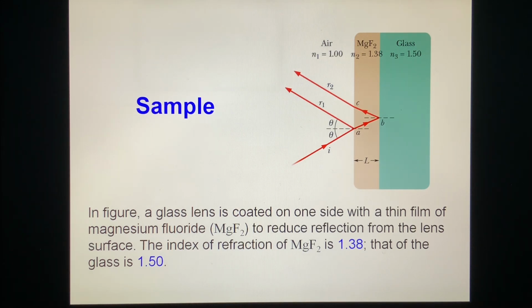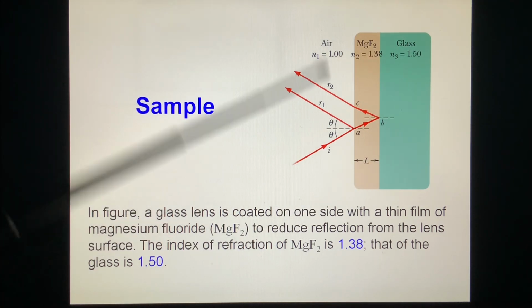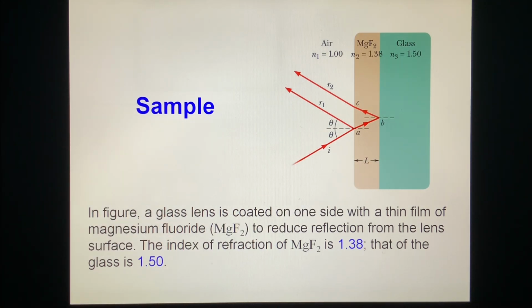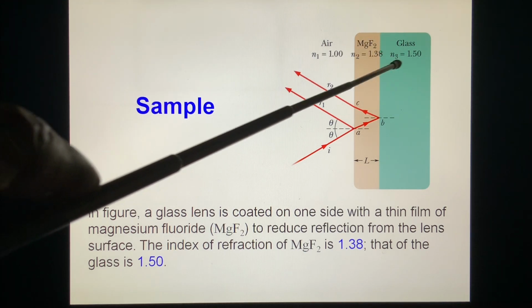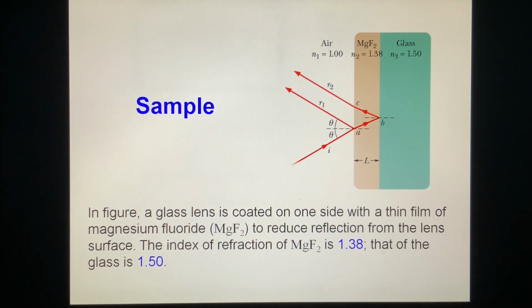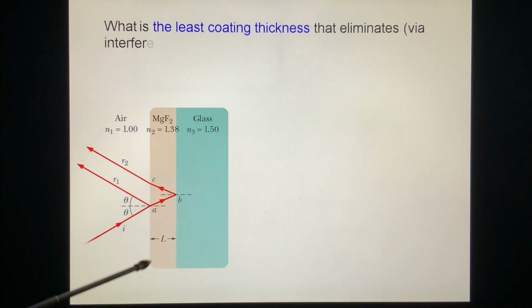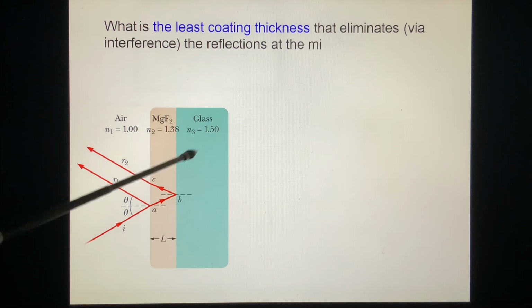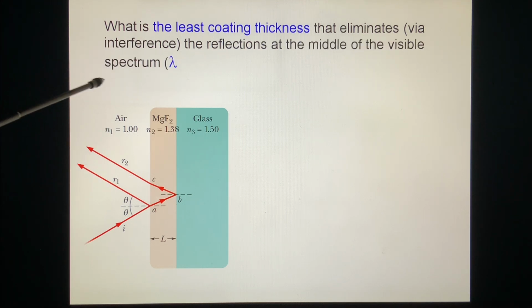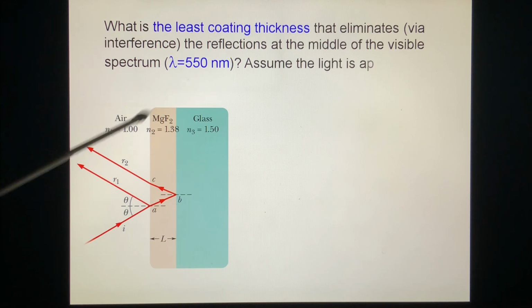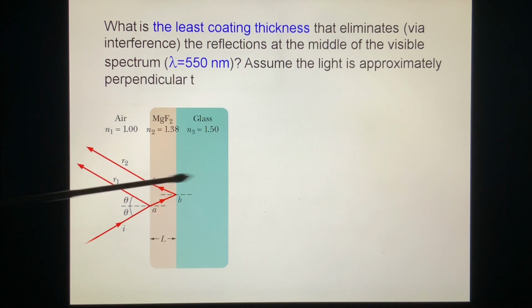Okay. Now, this situation does not satisfy the one we deduced above, because this is smaller than this one, larger than this one. We have to analyze it in detail by ourselves. What is the least coating thickness that eliminates via interference the reflection at the middle of the visible spectrum? For this one, this is the minimum. Assume the light is approximately perpendicular to the lens surface.